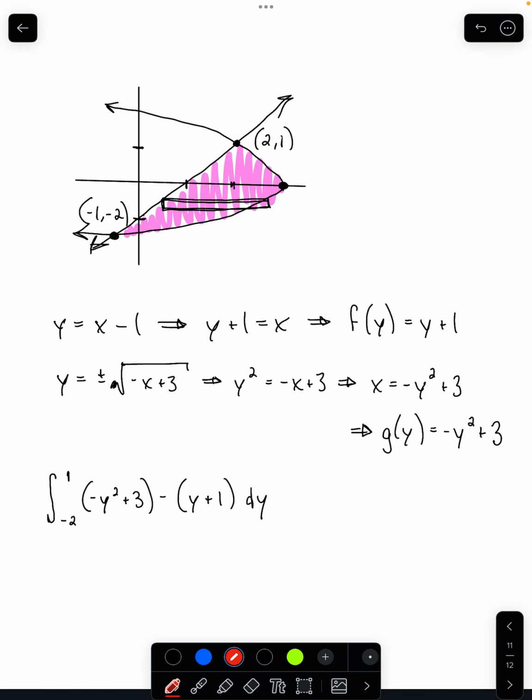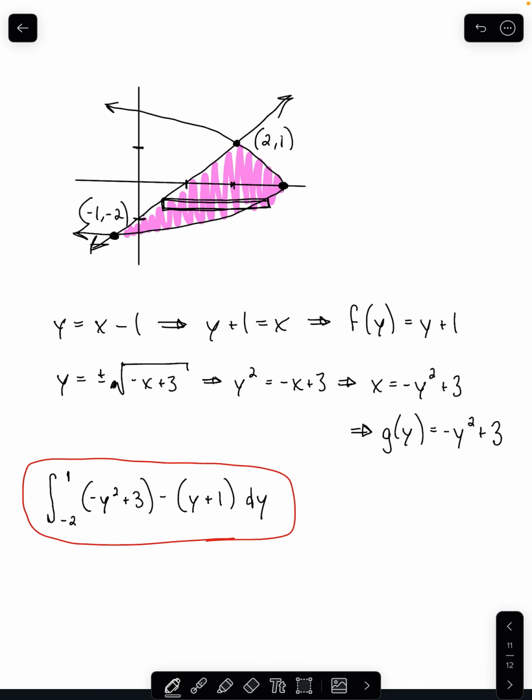On the other hand, this is a single integral. It does not have any radicals. In fact, it's just polynomial. That looks considerably nicer to integrate. So let's try it.